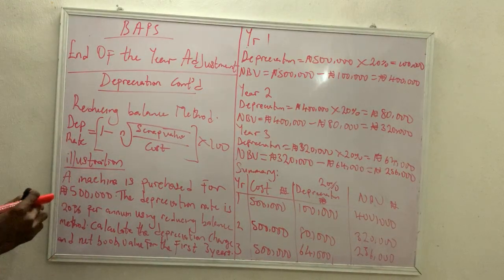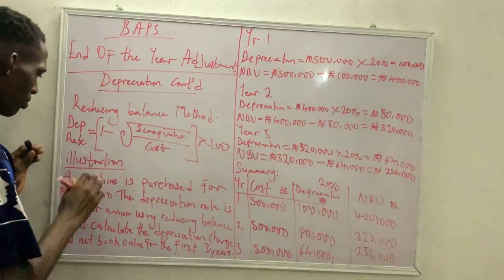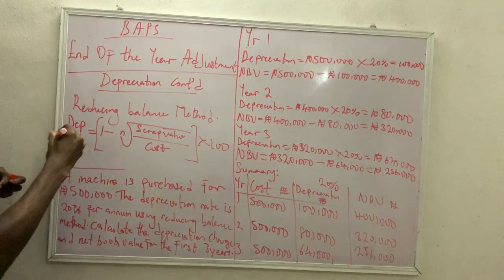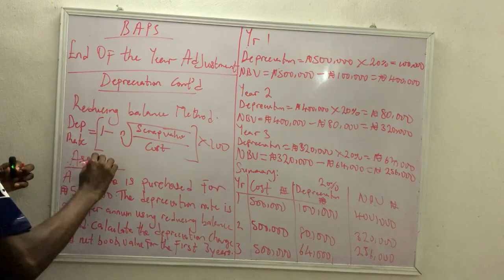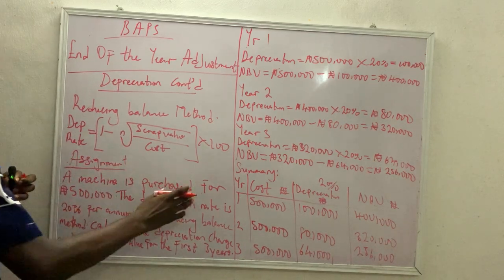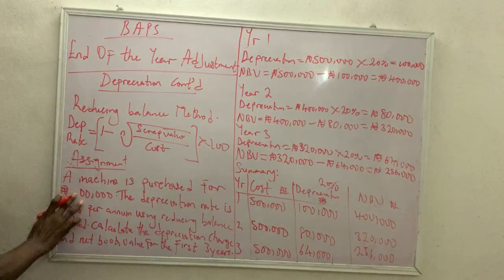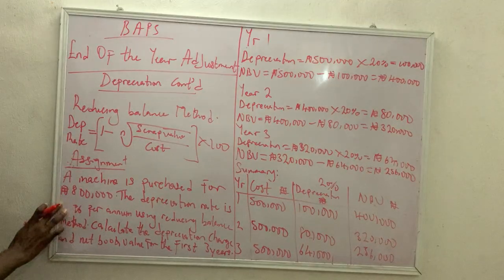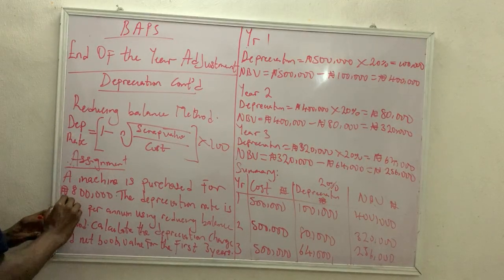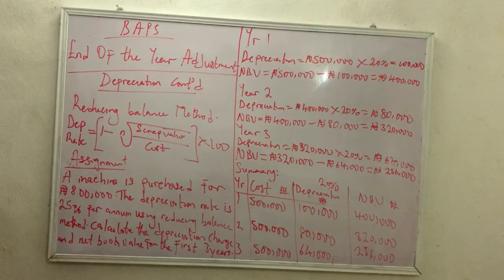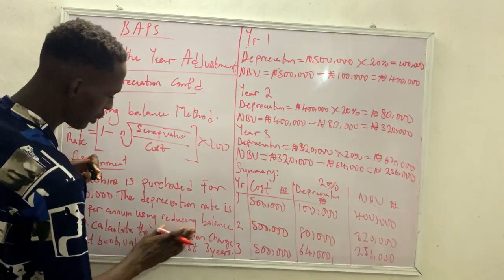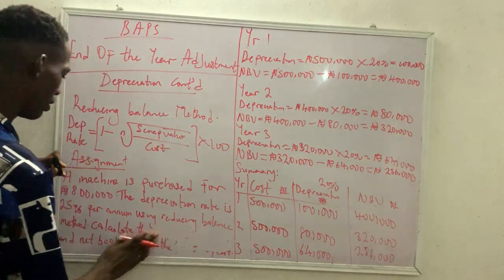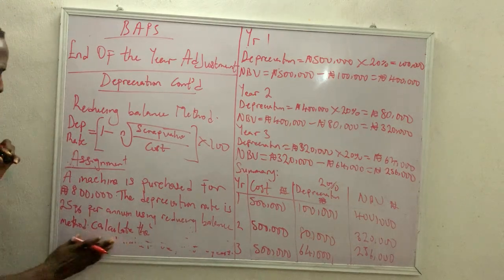All right. So now let me quickly give you an assignment for you to practice. Let's say a machine is purchased for 800,000 naira, and the depreciation rate is 25% per annum using the reducing balance method. Now, my requirement here will be different. I don't care about the depreciation charge. I already told you how to do that. So I don't want you to calculate it, although you eventually need it.